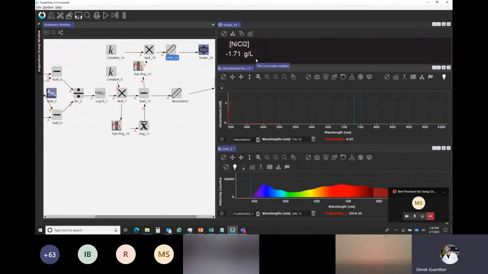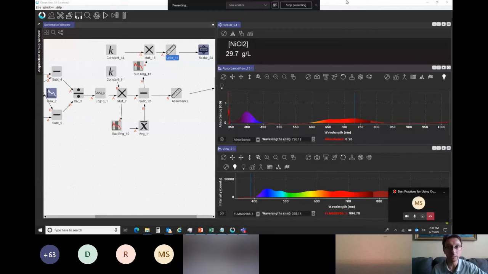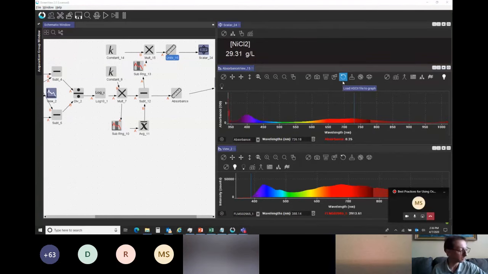Let's take some of our other solutions here. So let's pop in one of our 30. So here's a 30. Throw that in. Look at that, 29.6. Looks pretty good. Let's throw in one of our 40s.